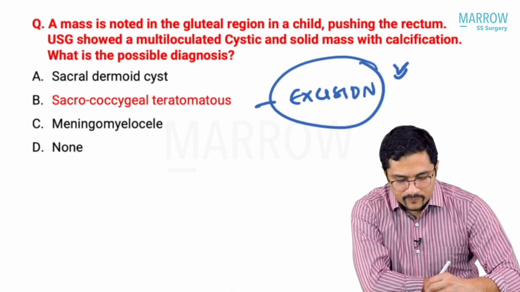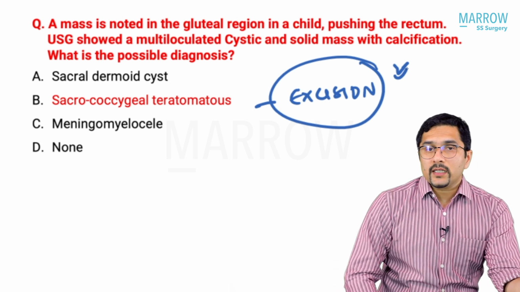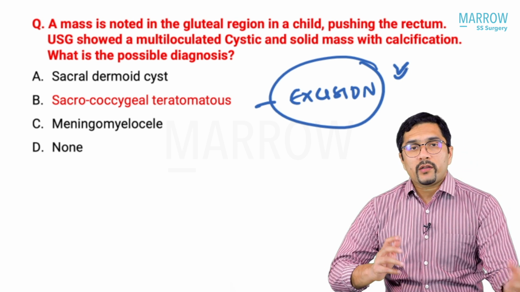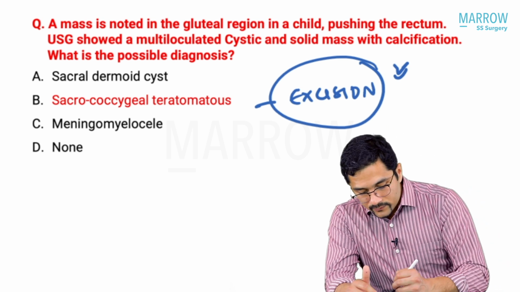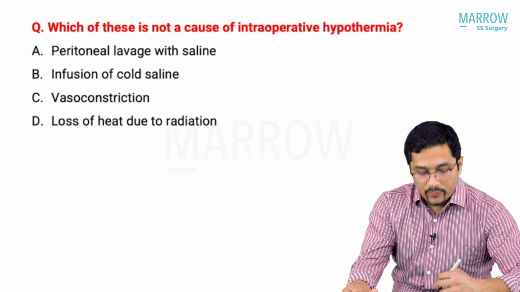Excision needs to be done. It can also lead to bladder and bowel abnormalities because of the pressure effect, or if it impinges on the nerves. Which of the following is not a cause of intraoperative hypothermia?